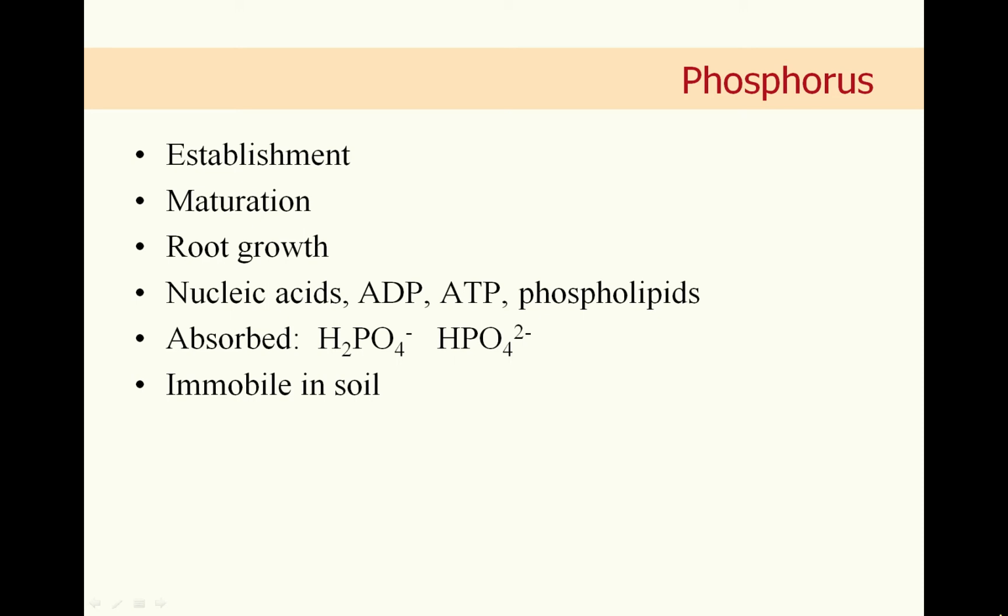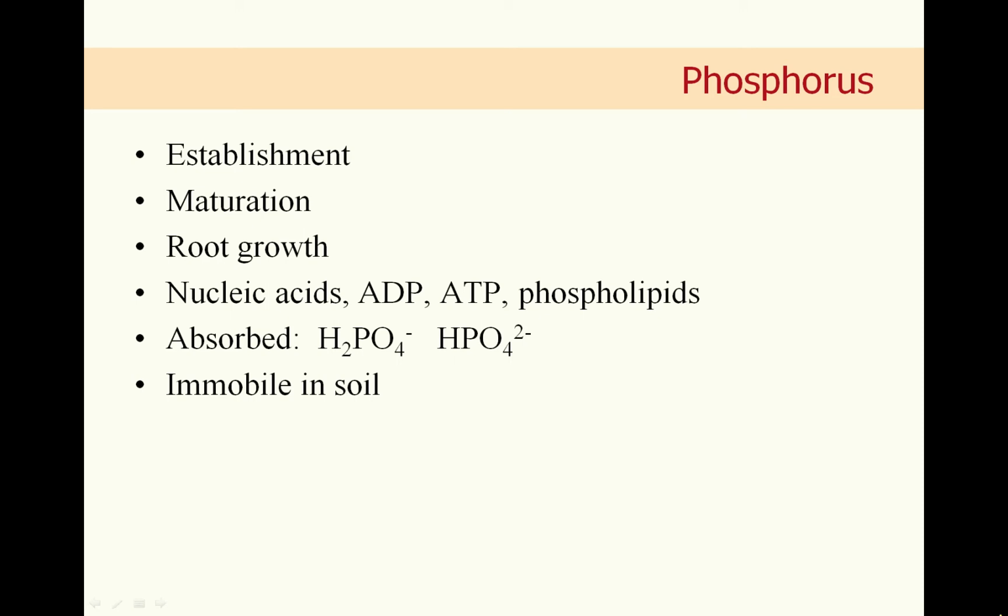Phosphorus, as we mentioned earlier in the semester, is very, very important during establishment, and this is because it doesn't really move around in the soil, it's immobile. So those germinating seeds and seedlings need to find it with their short radical roots, so you need to make sure there's plenty of phosphorus for establishment because they can't go out and seek it. That's very important for maturation, root growth, nucleic acids, ATP, just a number of things in the plant where it's an important component.